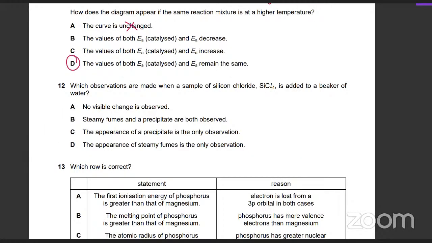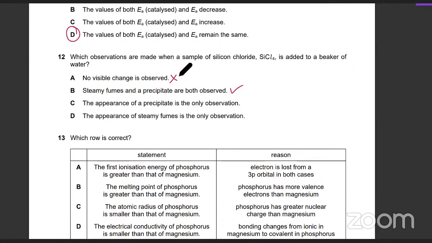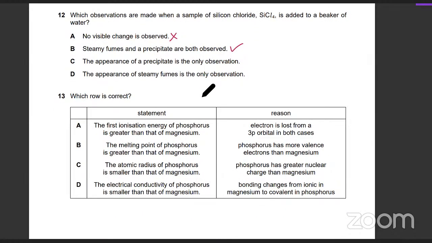So no, visible, that's wrong. You see steamy fumes. So it's going to be B. Okay, is this clear? A solid precipitate and steamy fumes are going to be seen. I said next one. Which row is correct?